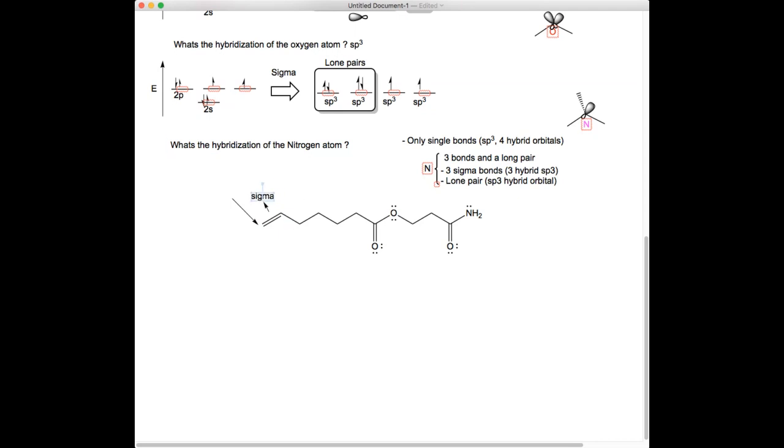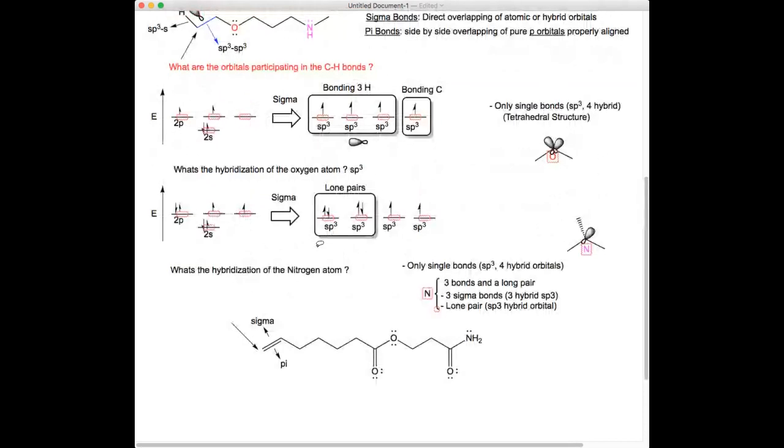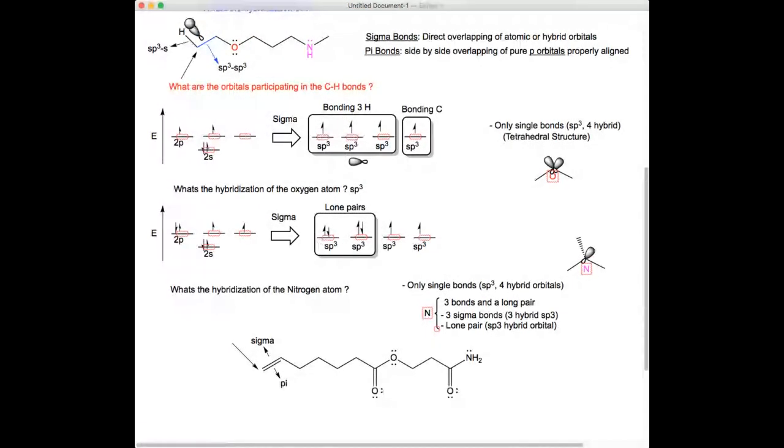And the second bond is going to be pi. Remember that I said pi bonds are side by side overlapping of pure p orbitals properly aligned. Okay, so I'm going to copy again the electronic distribution of carbon, and I'm going to make the same reasoning that I did before.